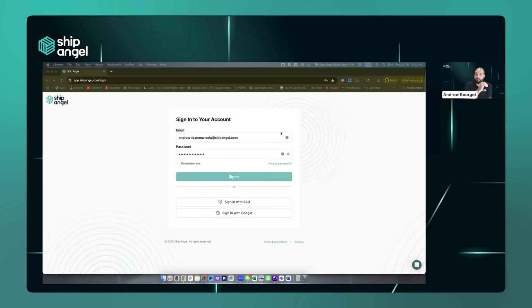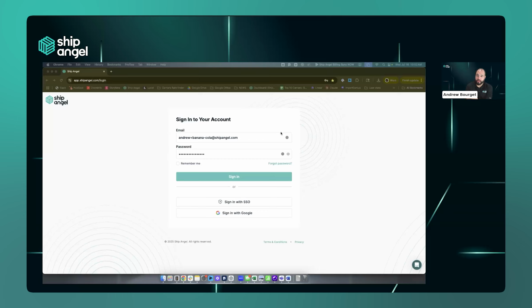So my name's Andrew, head of customer operations for ShipAngel. ShipAngel is an AI-native software that we have built for the logistics industry to help manage ocean, air, international trucking, and domestic trucking rates. And so our platform allows you to manage all of your rates in one place that is not a spreadsheet.